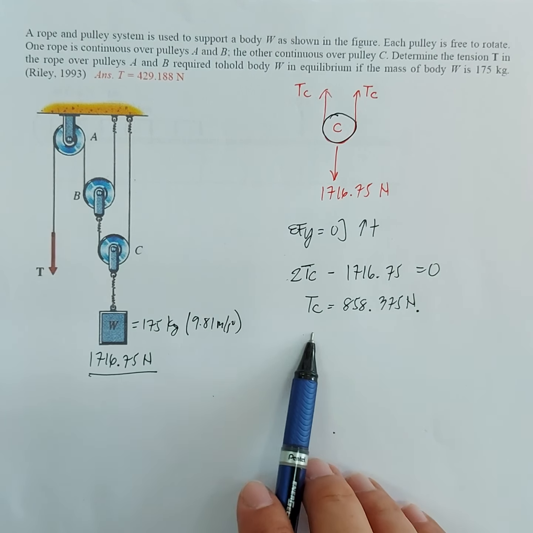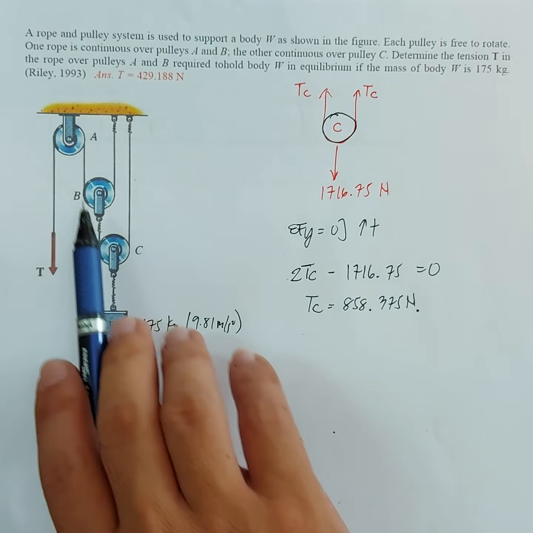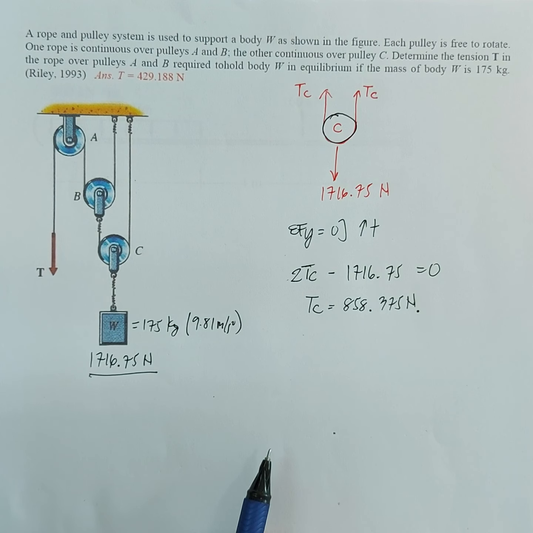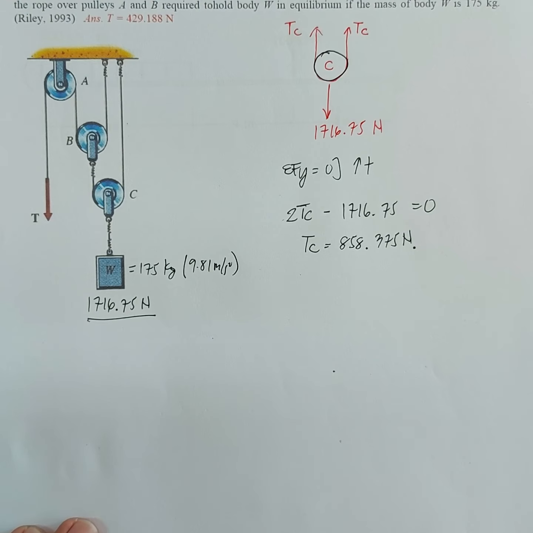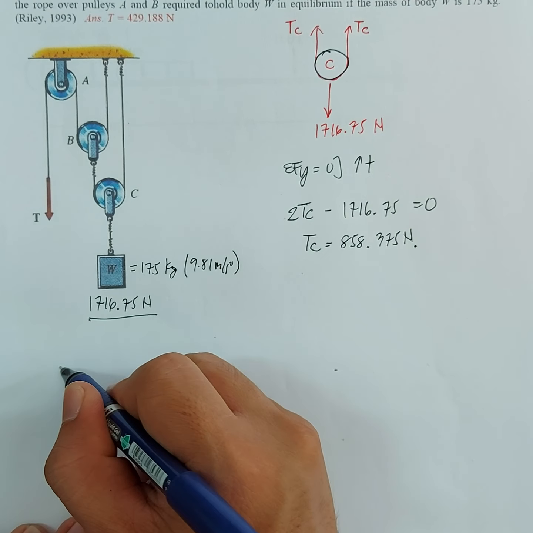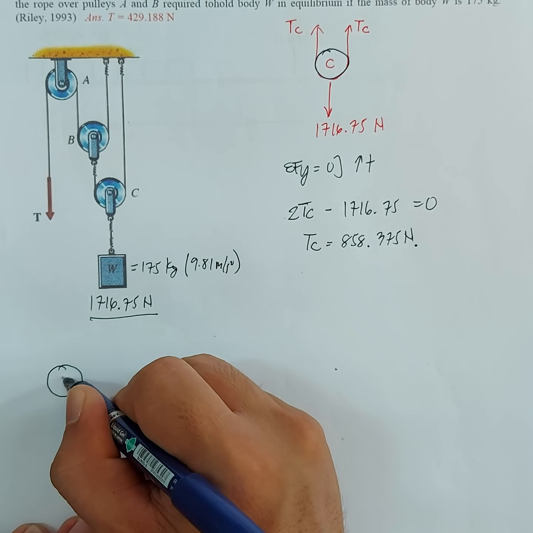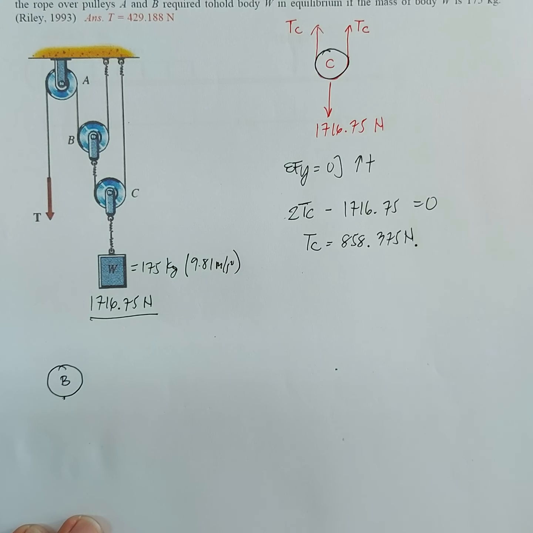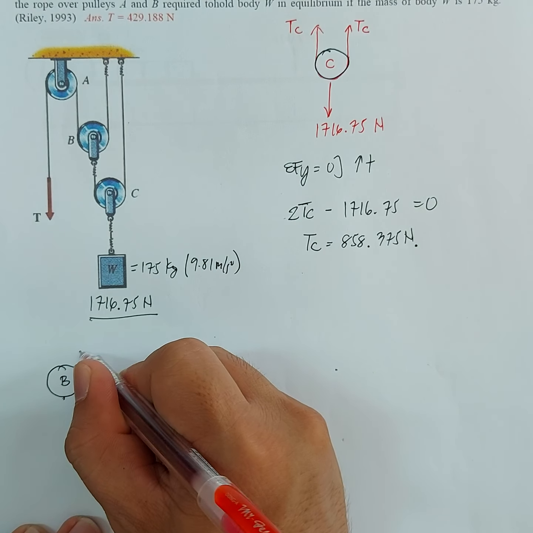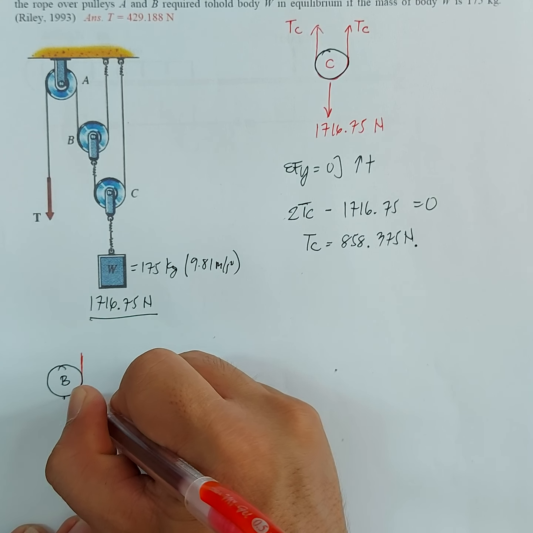But we are not solving for, kailangan natin ito para ma-solve natin yung tension sa my cable AB. Okay? So if TC is equal to this, now let's go to pulley B naman. Drawing ulit natin yung free body diagram sa may pulley B. So at B, may cable ulit tayo.